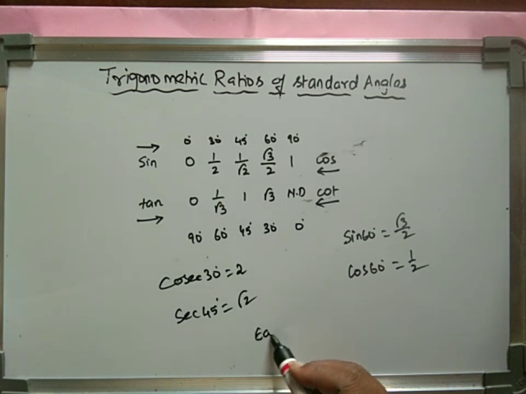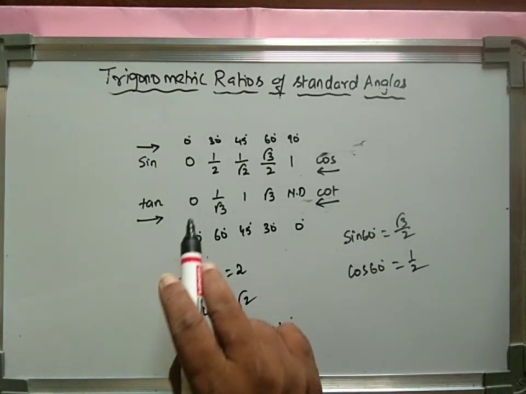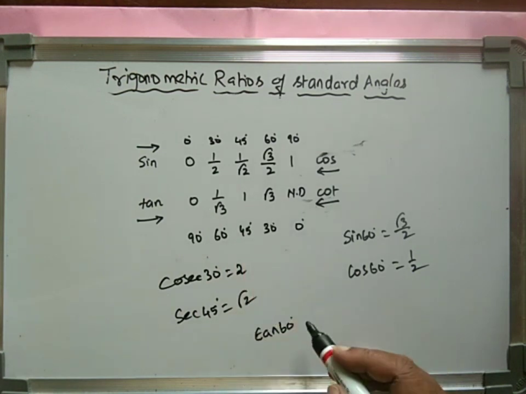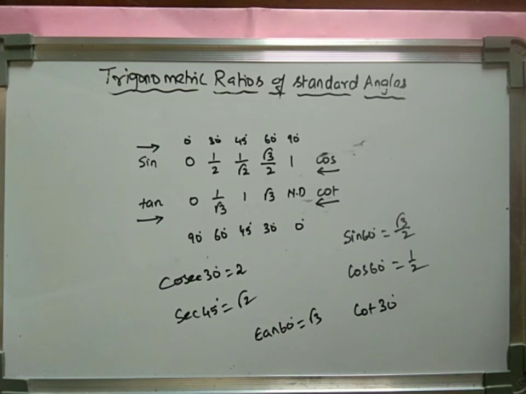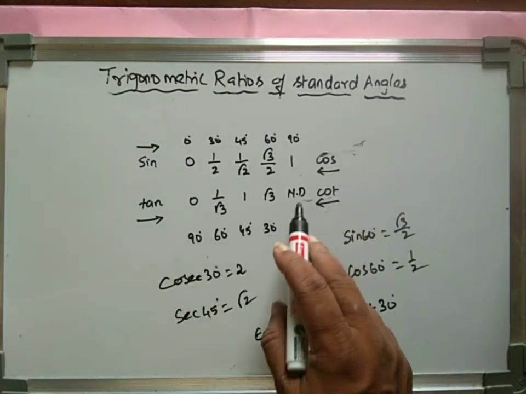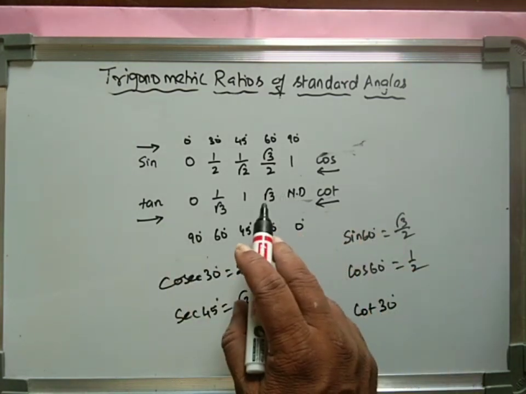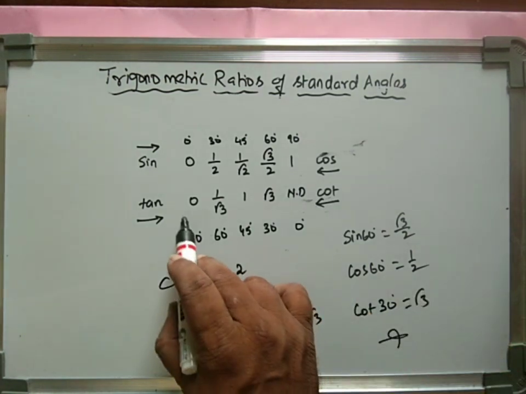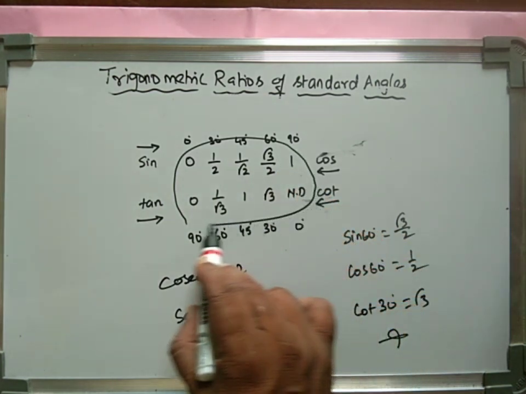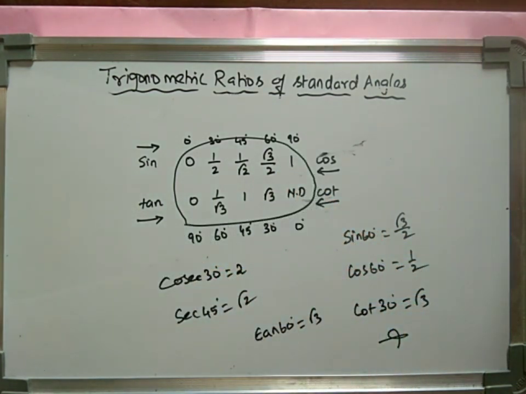Similarly, tan 60 degrees. Here 0 degree, 30 degree, 45 degree, 60 degree. Tan 60 degree is root 3. I want to find cot 30 degree. Now come this side, reverse. 0 degree, 30 degree. Cot 30 degree is root 3. So using only these two rows, we can easily find the values of the 6 trigonometric ratios for the standard angles 0 degree, 30 degree, 45 degree, 60 degree and 90 degrees.